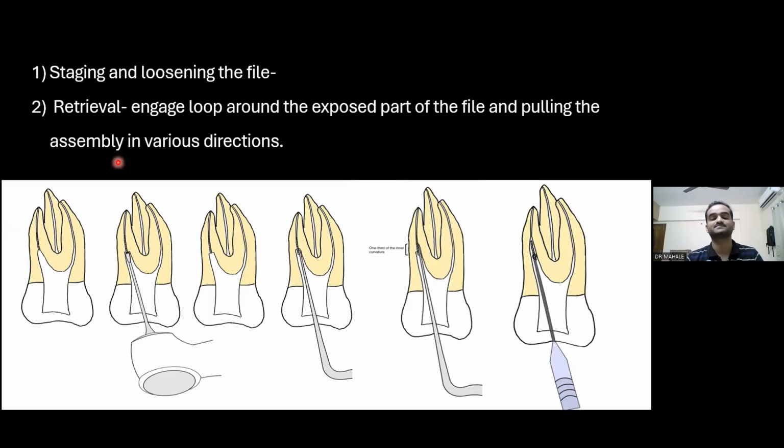You can see all the steps here. The first 4 steps are all the same. It is all the staging. Then the final step will be the attempt at retrieval. In the attempt at retrieval, we use a loop to engage the file in the canal and then pull it out.